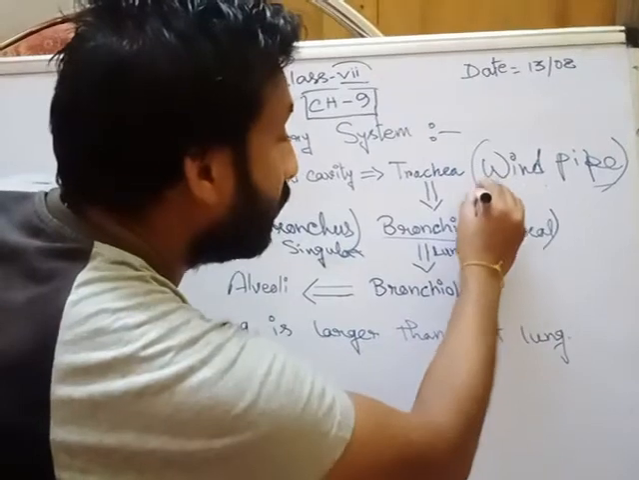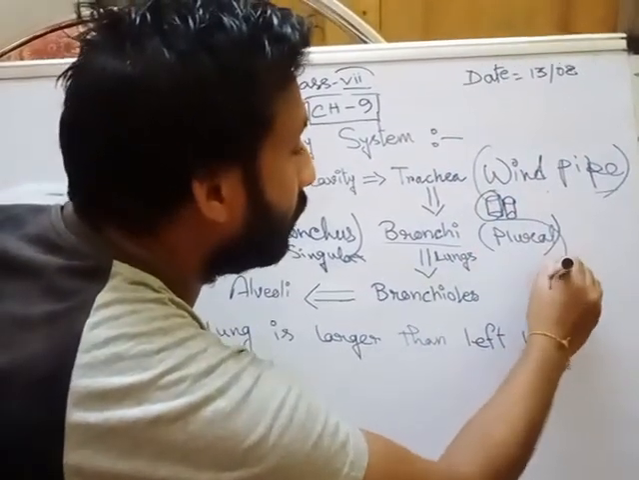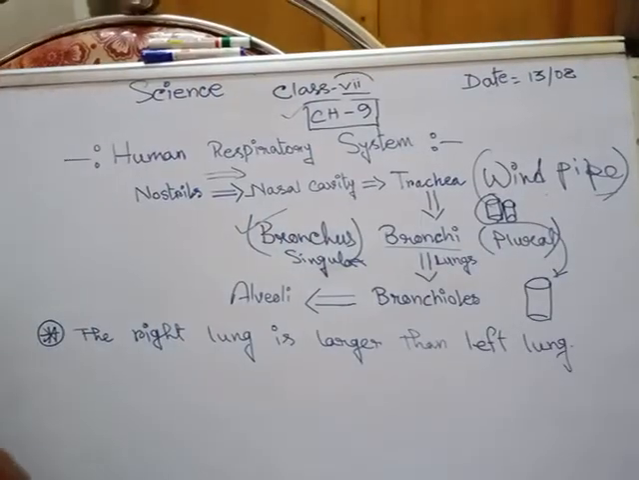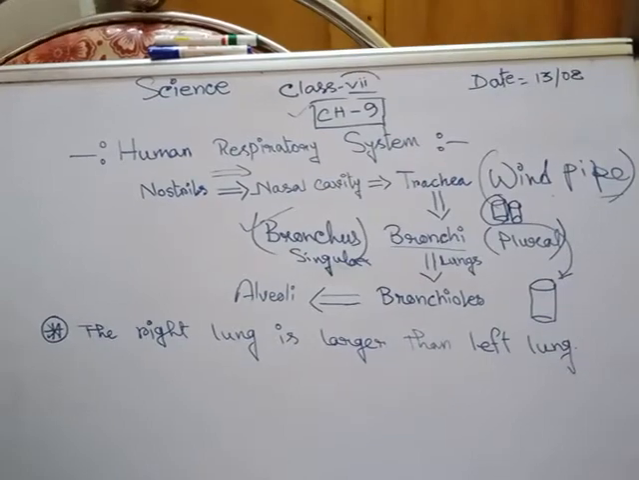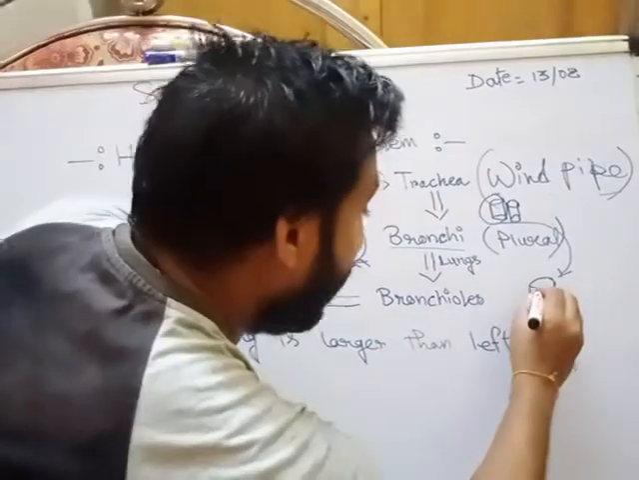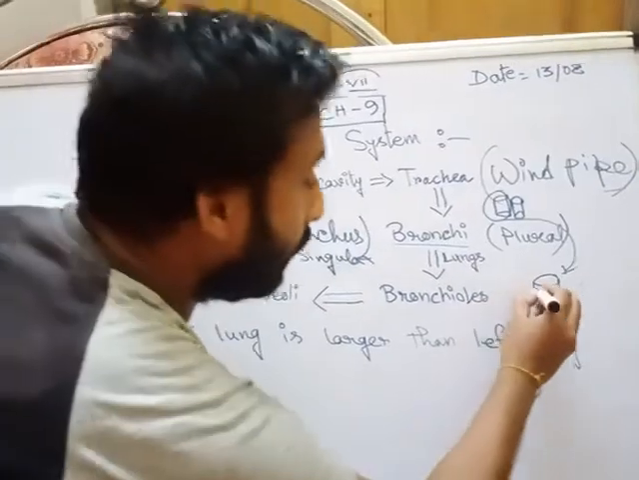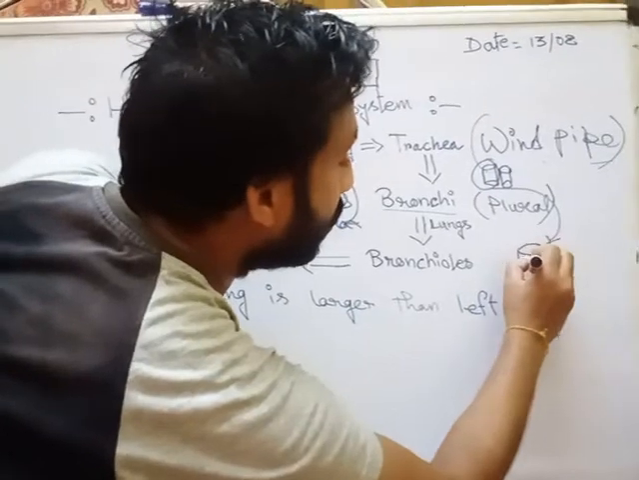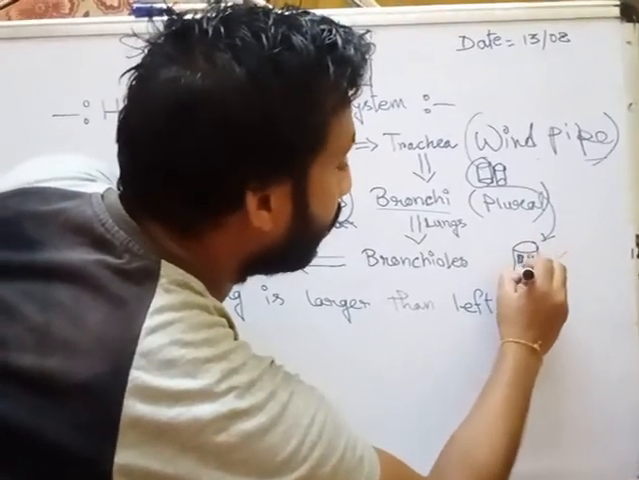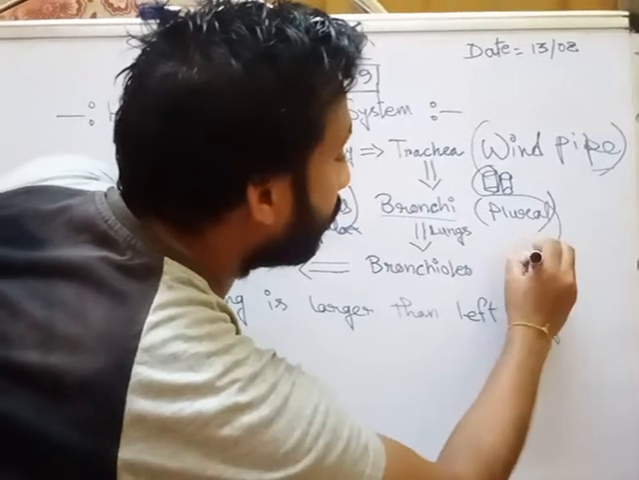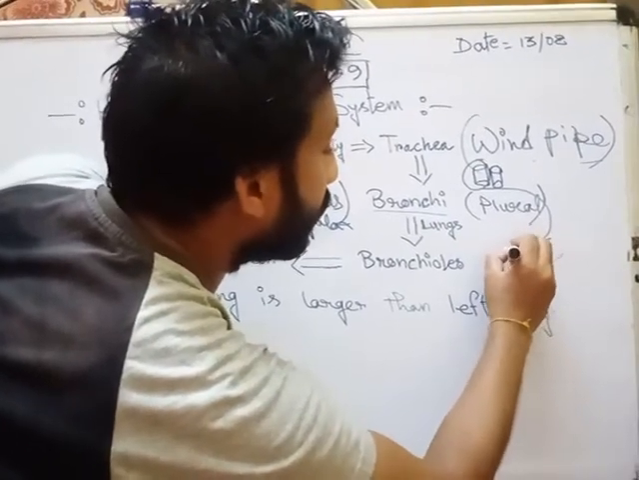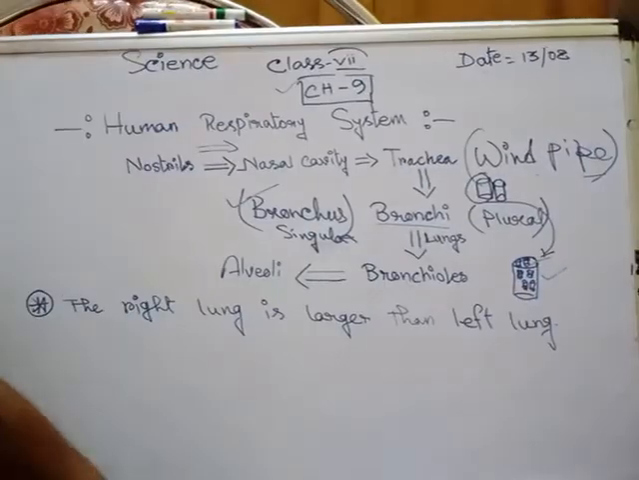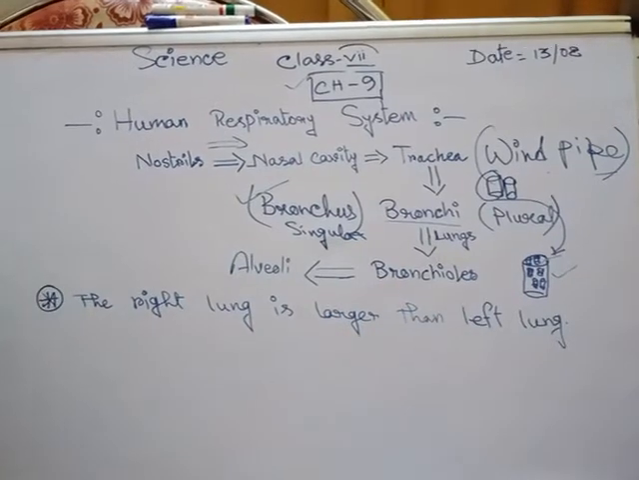Suppose this is a bronchus. Okay, each bronchus divides into a large number of small tubes. That means this bronchus will be divided into a large number of small bronchus-like tubes. Each and every tube is called a bronchiole. Do you understand?